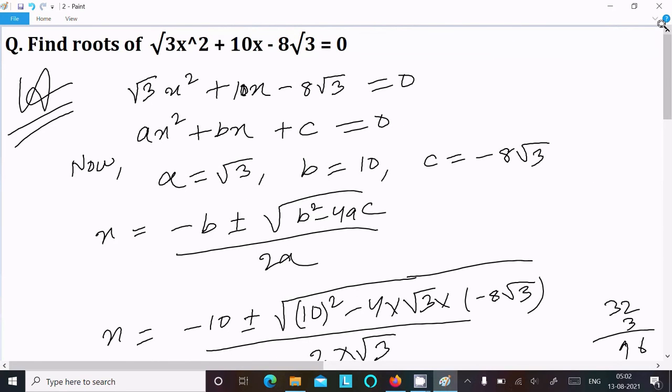So this is the way we can find the roots of this quadratic equation. Now in this video it's over.